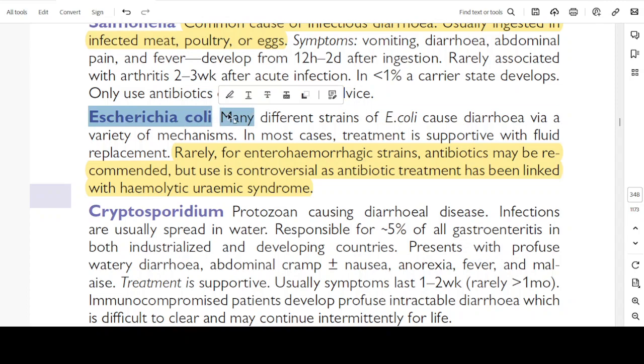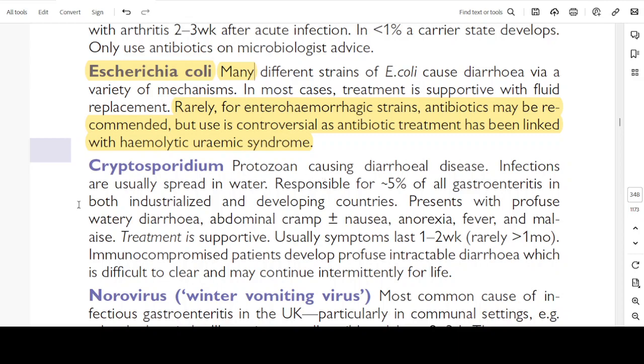Cryptosporidium is a protozoan causing diarrheal disease. Infections are usually spread in water, responsible for 5% of all gastroenteritis in both industrialized and developing countries. Presents with profuse watery diarrhea, abdominal cramps, nausea, anorexia, fever, and malaise. Treatment is supportive. Usually symptoms last 1 to 2 weeks, rarely more than a month. Immunocompromised patients develop profuse, intractable diarrhea, which is difficult to clear and may continue intermittently for life.